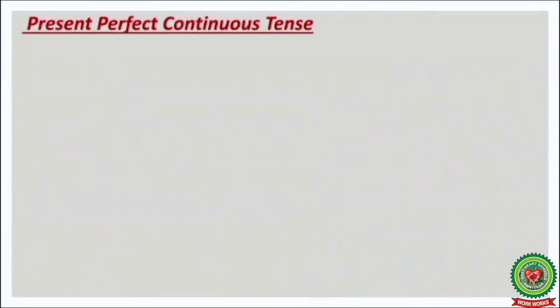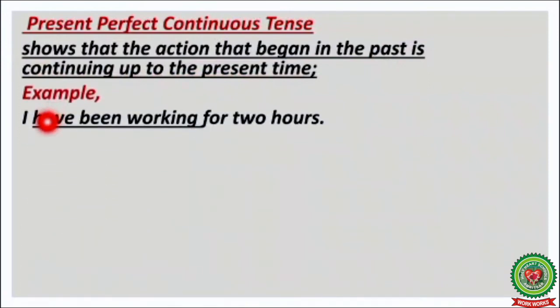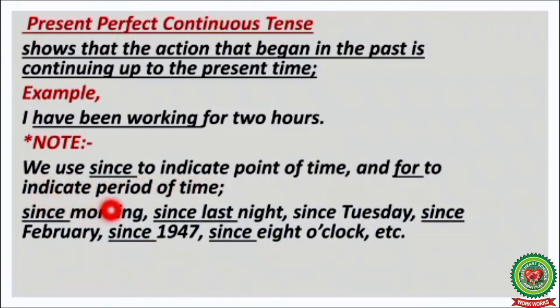Now come to present perfect continuous tense. It shows that the action that began in the past is continuing up to the present time. For example, I have been working for 2 hours. Students, note that we use since to indicate point of time and for to indicate period of time. Since morning, since last night, since Tuesday, since February, since 1947, since 8 o'clock, etc.